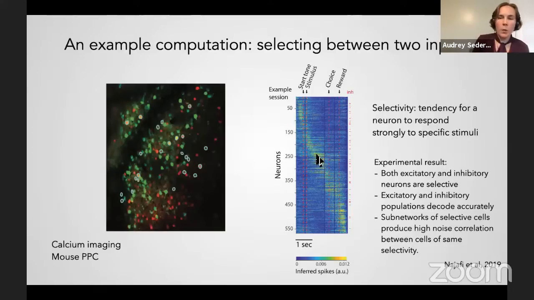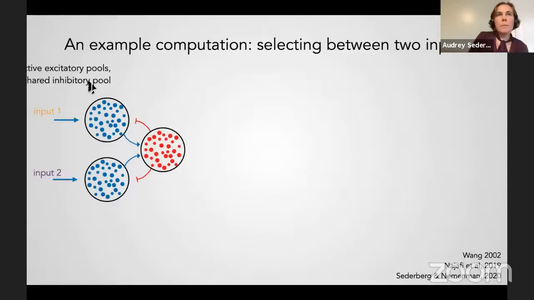And these experiments showed a very surprising result. They showed that the excitatory and the inhibitory neurons were both selective for a choice, and that reading out from either subpopulation was highly accurate. And also that there were subnetworks of correlations among selective cells that shared their patterns of selectivity. So a classic model for this kind of network is to have two separate excitatory pools that have a shared inhibitory pool. So here, blue represents the excitatory, red inhibitory. And just to step through how this model works, all of these neurons are connected within a circle, but it's not drawn just for clarity.